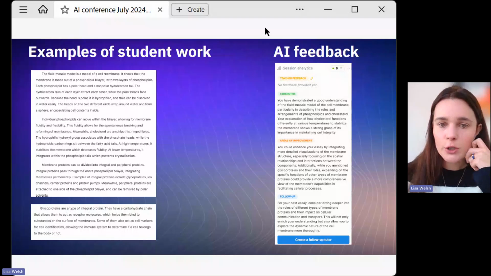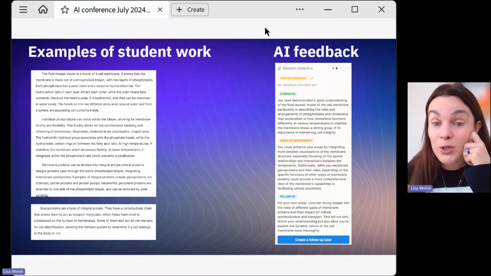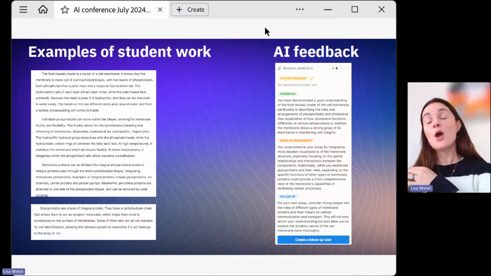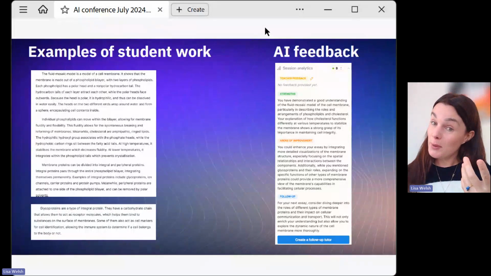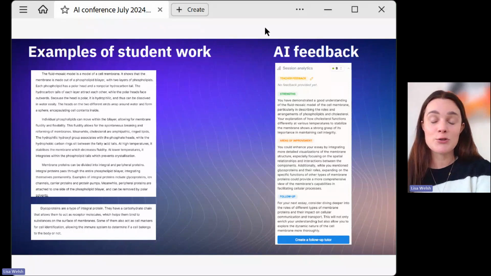So you can enhance your essay by integrating more detailed visualizations, which is really what the whole point in that particular essay was. And so I thought, okay, fair play, AI tutor. I'm going to agree with you on that.